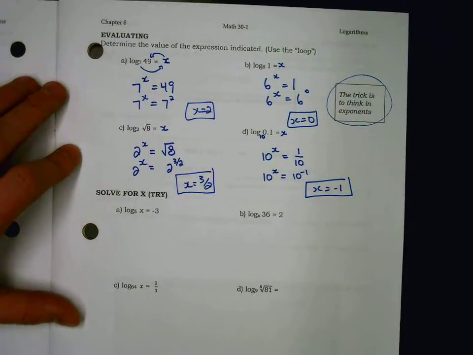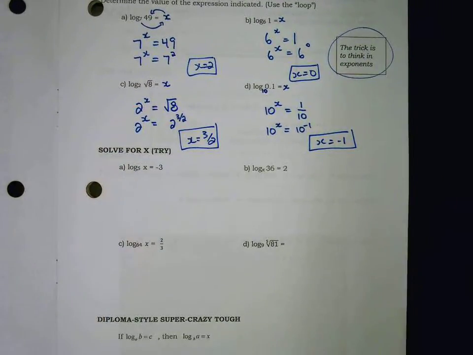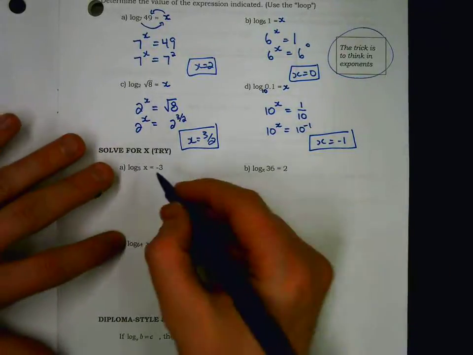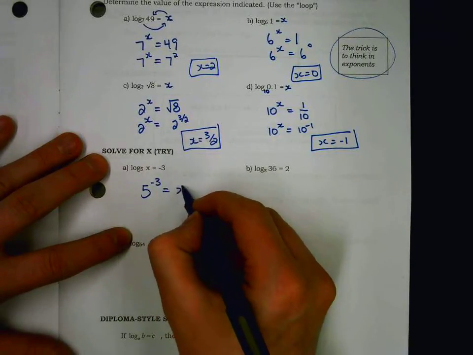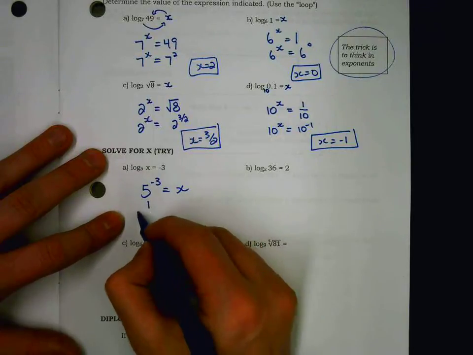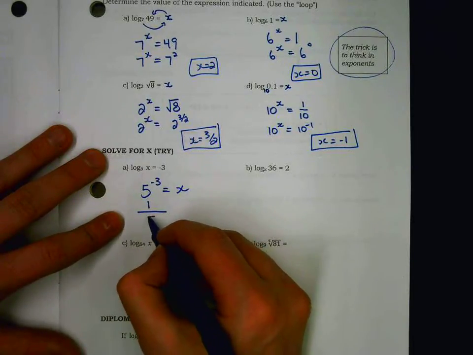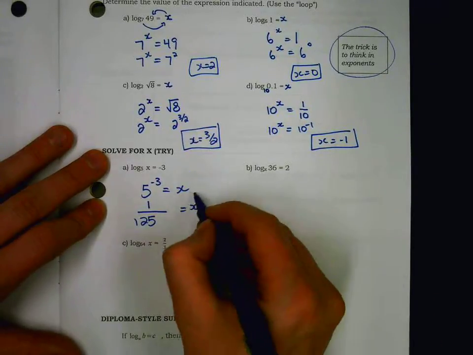So I did ask for you to try a couple, and again, a good chance to pause the video and see if you can attempt some of these, ultimately asking, what is x? So 5 to the power of negative 3 is x, doing the loop, and evaluating 5 to the negative 3 is the 1 divided by 5 cubed, which is 125 as a denominator.